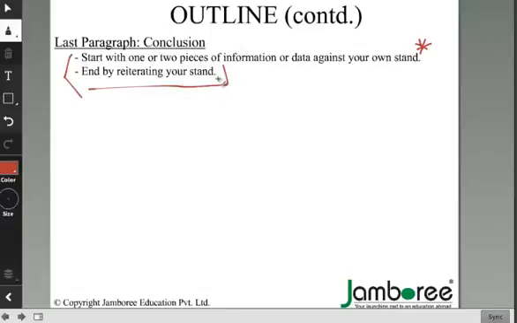Now this point is very important: giving a couple of points from the other side also. So if you are writing an against essay, in the final paragraph, give a couple of points for. If you are writing a for essay, then give a couple of against points, and finally end with your stand, saying that, well, in spite of all of that, I stand by my decision. I agree or I disagree, whatever your stand is, right?